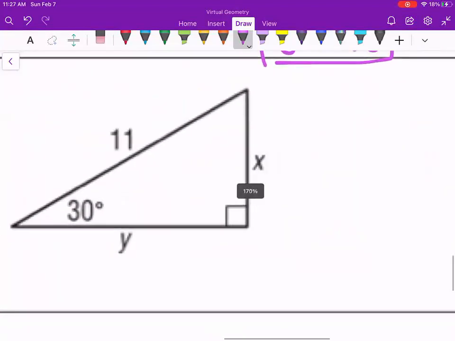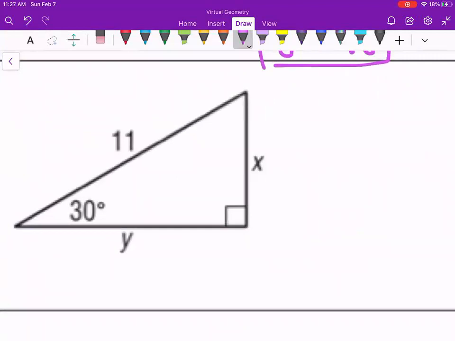Let's try the last one. All right, across from the 30, short leg. So we're going to have to find that first. Across from the 90, the hypotenuse. So that's what they gave us. 90 and 30 make 120. 180 minus 120. That means our 60 is at the top for our long leg.